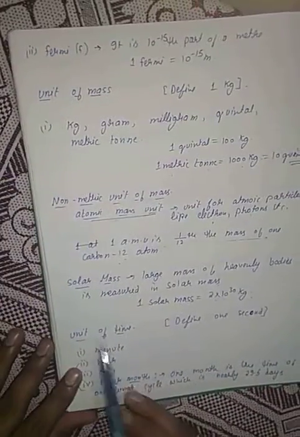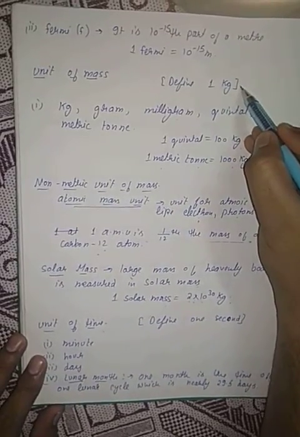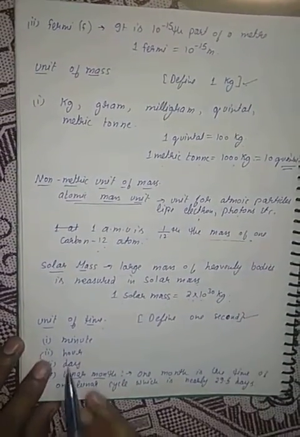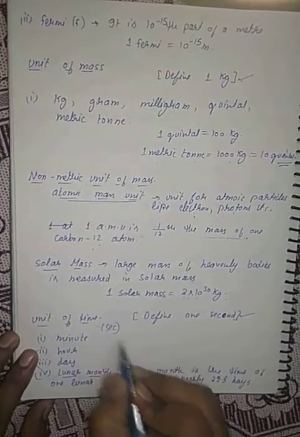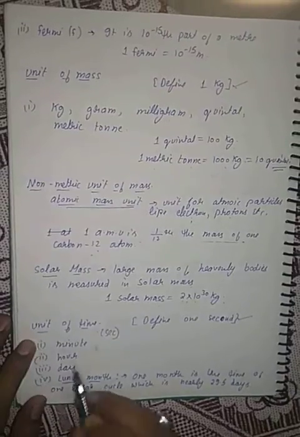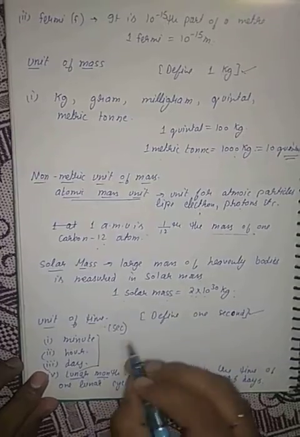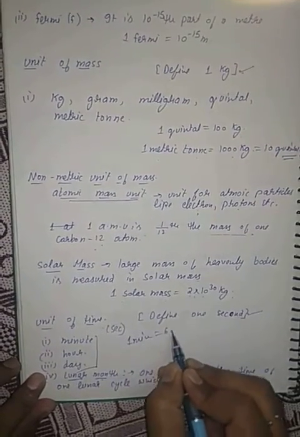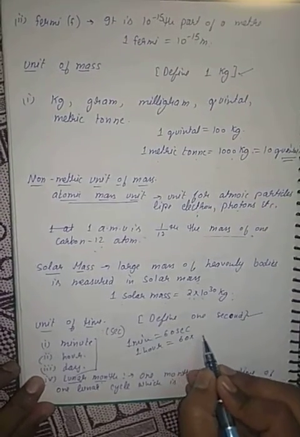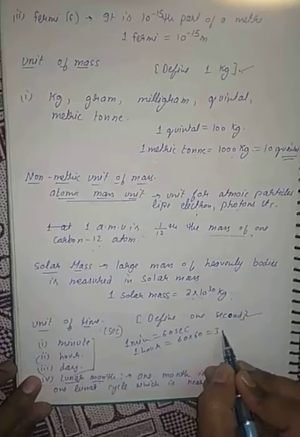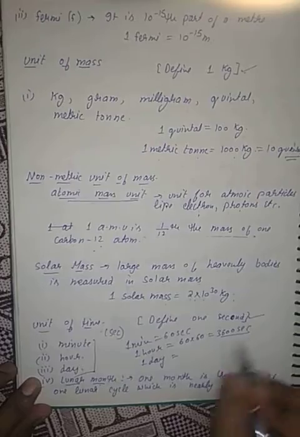The next is the unit of time. In the same way, here you have to define 1 kg, define 1 second in your copy. The SI unit of time is second, so we have to do the conversions in SI units. The rest of the units are minute, hour, day, lunar month. 1 minute equals 60 seconds. In the same way, 1 hour equals 60 into 60, 3600 seconds.